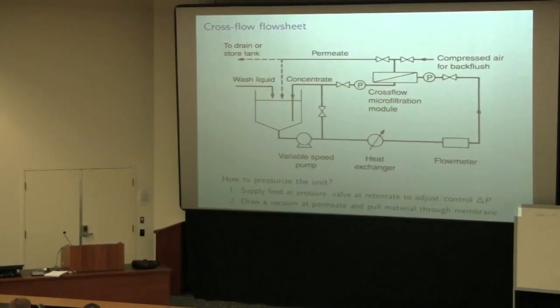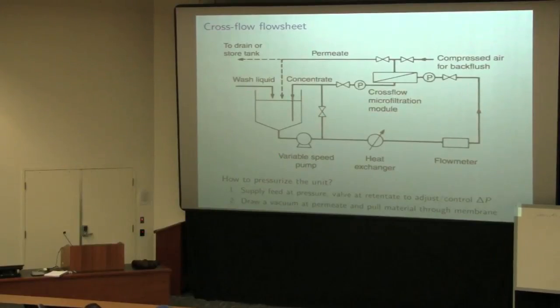And then the other way that we can operate this circuit is here I'm applying the pressure through the feed side through a pump. However, I could easily draw a vacuum on the permeate side, and then rather than pushing through the circuit, I'm pulling through. So it's just either you push or you pull through the membrane.